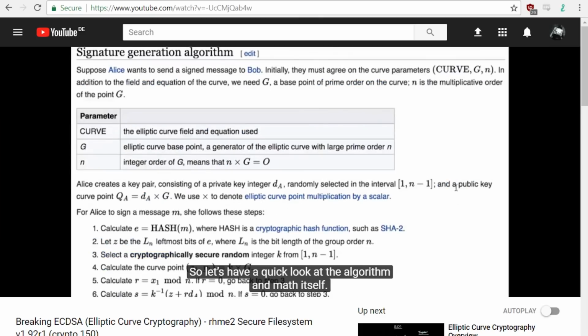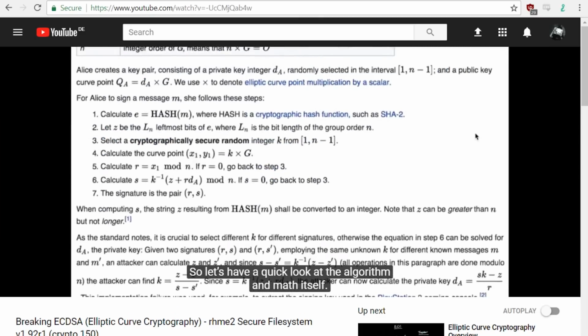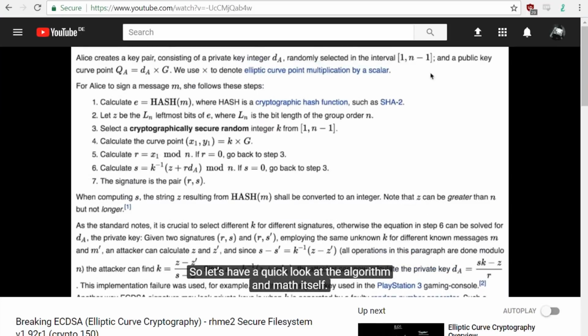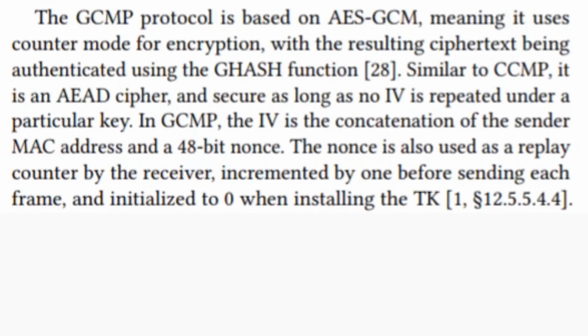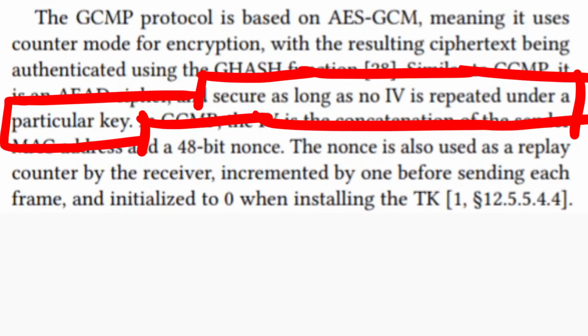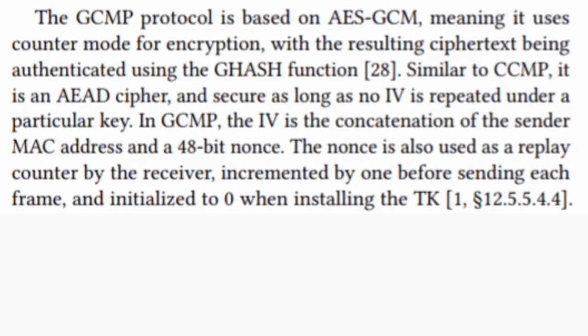So very similar in the sense that the security of a crypto algorithm can be very fragile. And so for these algorithms, if the IV, the nonce, is reused for the same key, it can probably be broken. So you can kind of see where this is going.